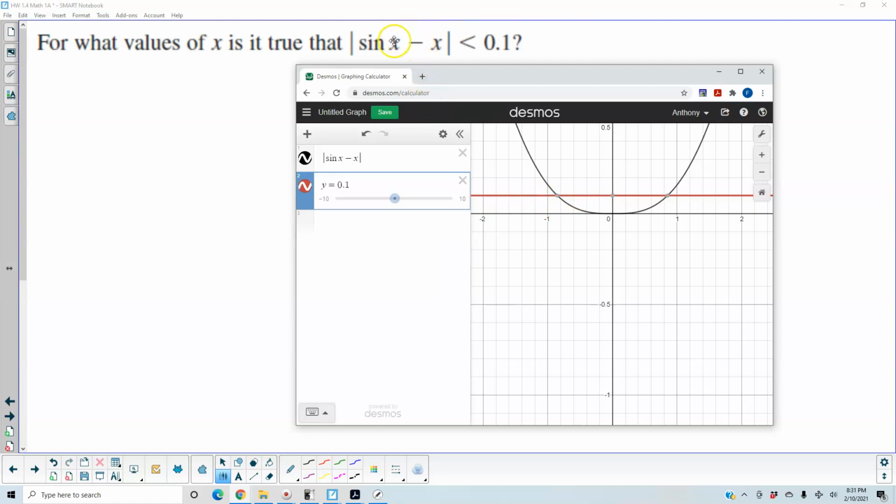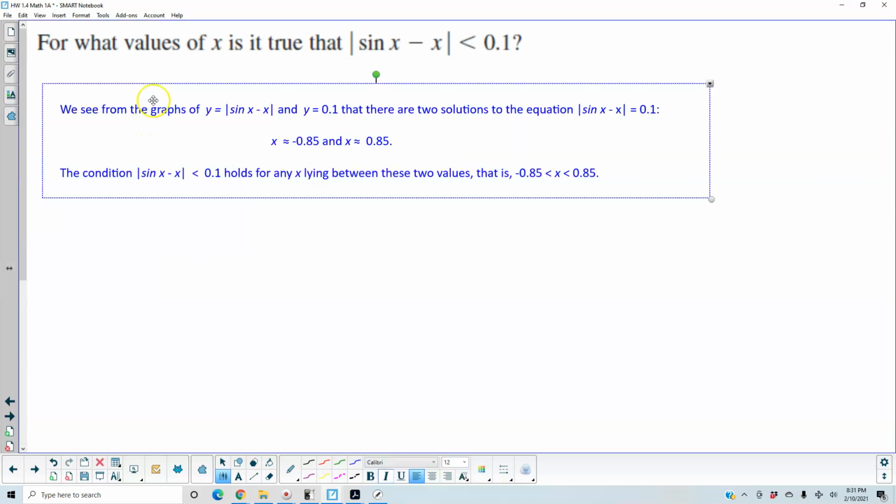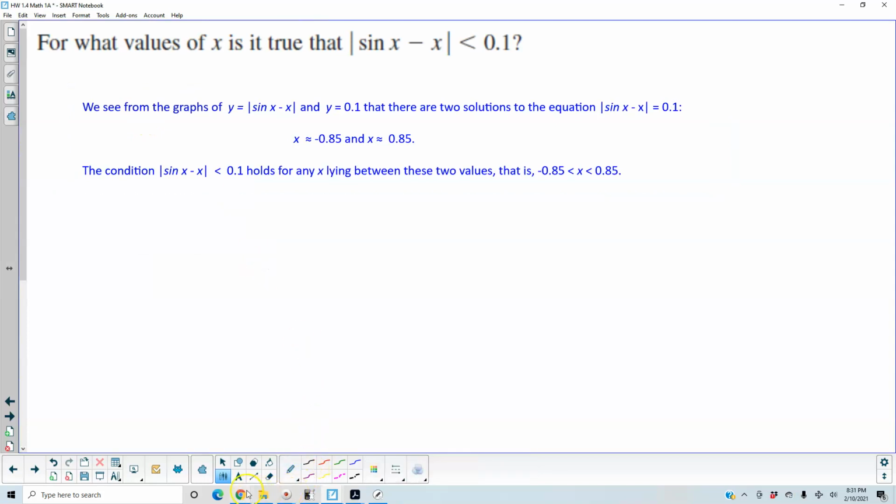Now we want to know where this function, the absolute value of sine of x minus x, is less than 0.1. Well, this is the line, right? Anything above that is going to be greater than 0.1. Anything below that is going to be less than 0.1. So we can see here that from here and here, anything below that is between negative 0.85 and positive 0.85, where it's below that graph. So here we see that from the graphs, and let me copy this in here.